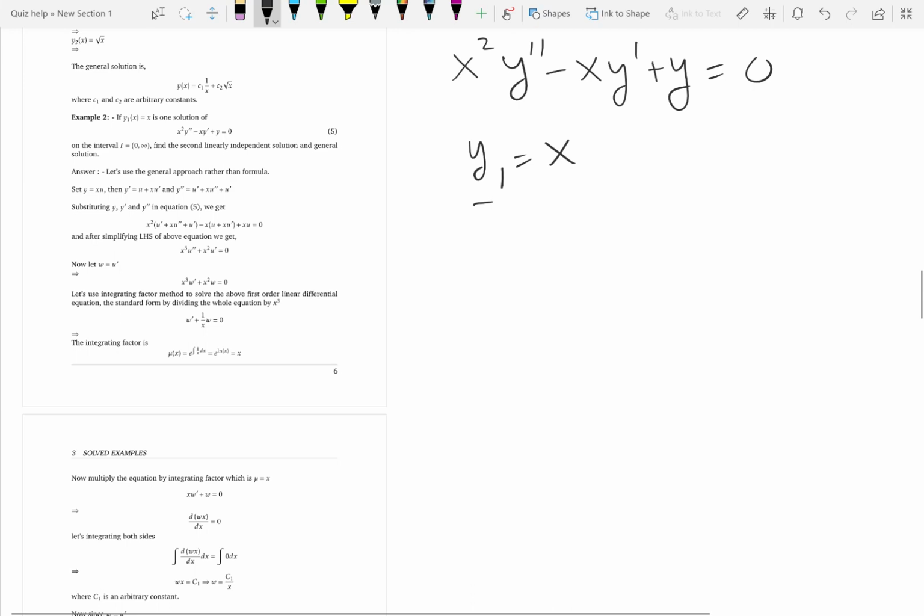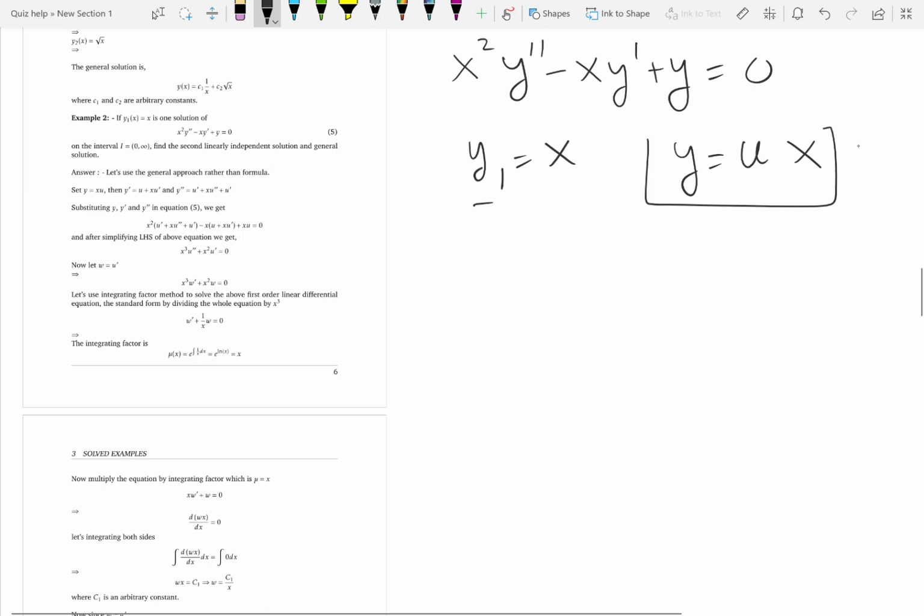Okay, so we choose our y. We say y is u times y1, which is x. So y2 is actually u times x, but I don't write that subscript 2 just to make our life easy. So y is u times x. Now I'm going to substitute that into the differential equation. But we have to find y primes and y double primes.